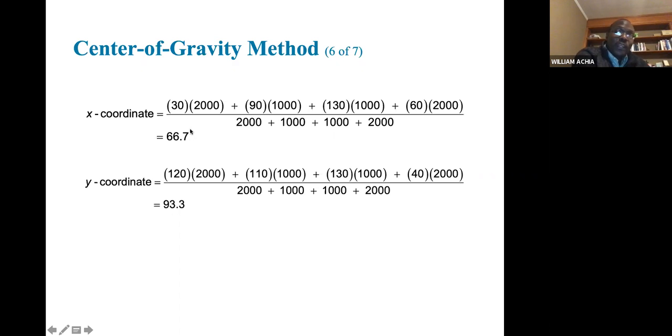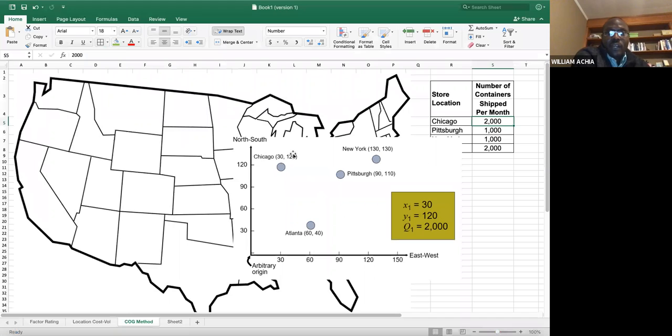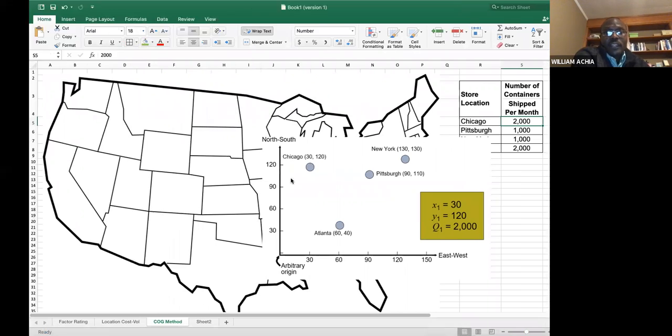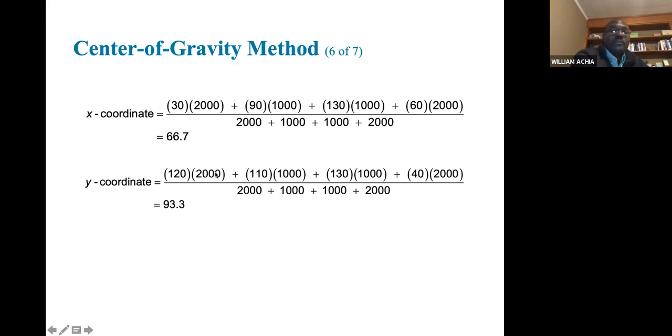Then you go to your y-axis and do the exact same thing. So for Chicago, the y-axis coordinate was 120. You take that 120, multiply it by the amount of product shipped to Chicago, and then you do the same for Pittsburgh, New York, and Atlanta. Divide all that by your total amount shipped, and you come up with your y coordinate.